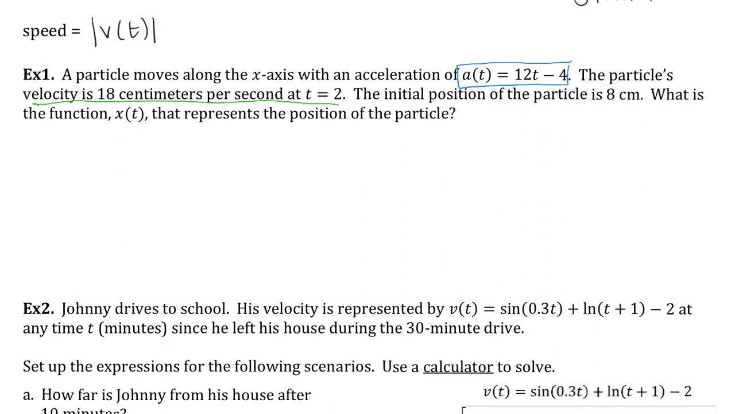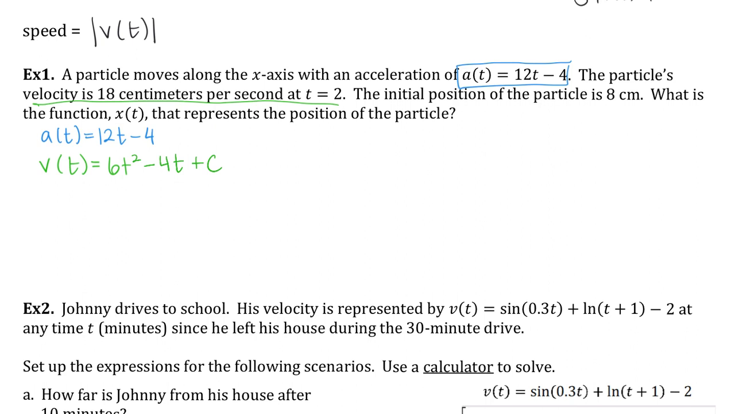Okay, I know that a of t is 12t minus 4. I'm trying to get to position. I have acceleration. To go from velocity to acceleration, I take the derivative. To go from acceleration to velocity, I'm going to do the antiderivative. So I'm going to go up a degree. So if I want v of t, I'm going to take the antiderivative of the acceleration. So that's going to be 12t squared divided by 2 minus 4t, and then I'm going to add a constant.